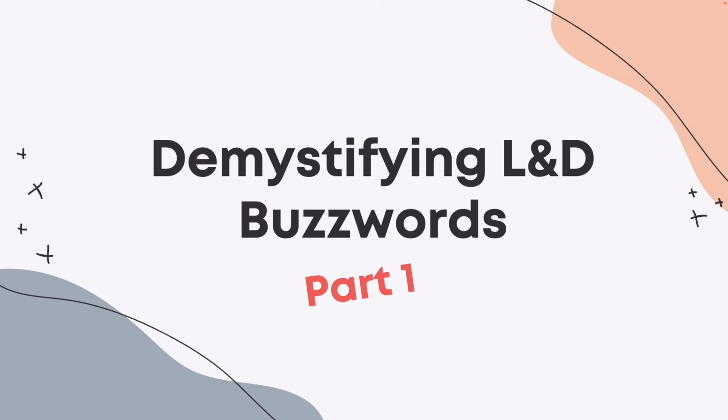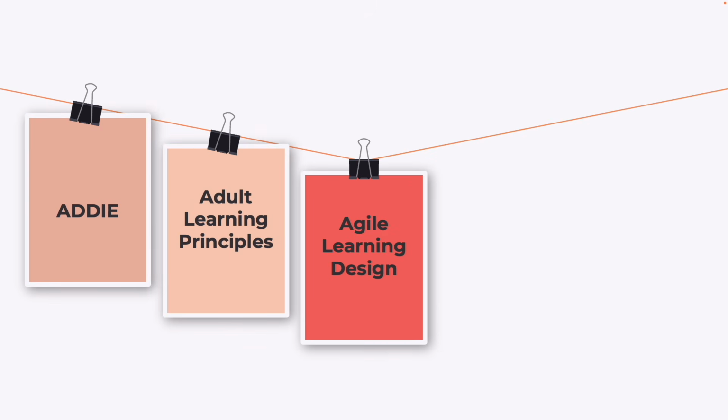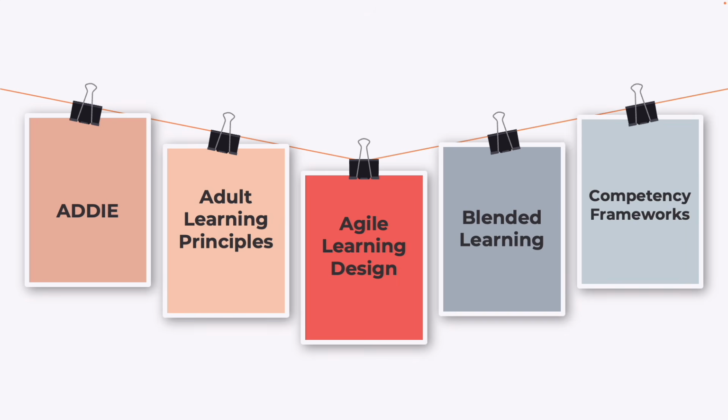Let's get started with part 1, where we'll look at ADDIE, Adult Learning Principles, Agile Learning Design, Blended Learning, and Competency Frameworks.